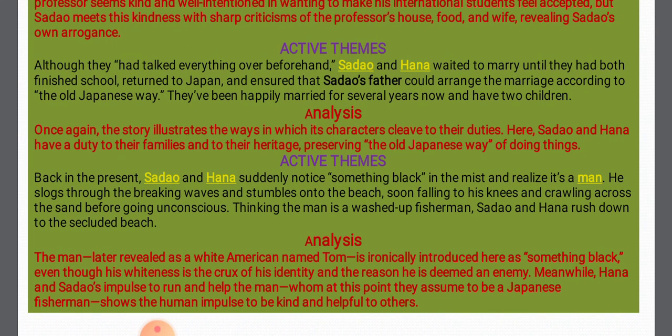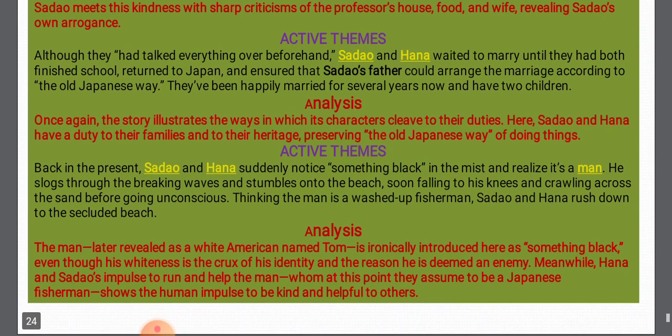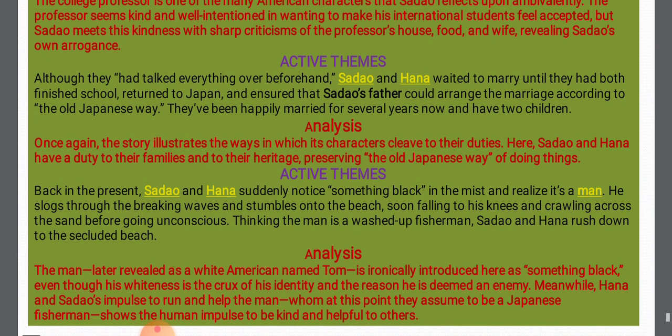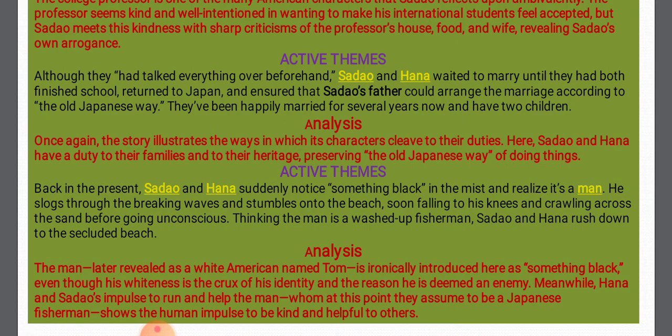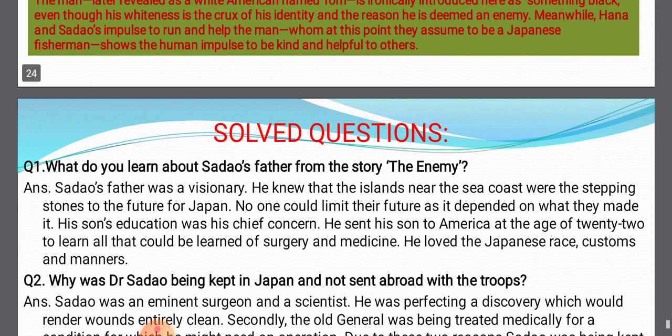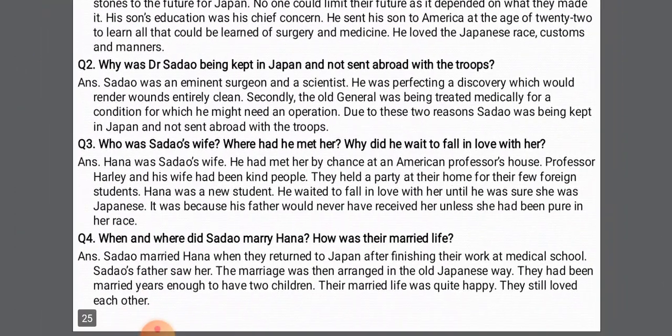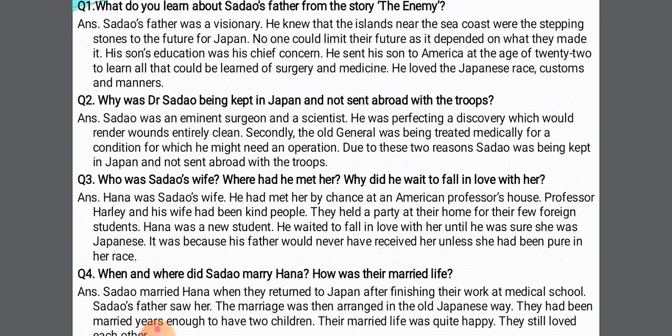At first they also thought about leaving him in the sea, throwing him in the sea, but as I told you, their professional ethics, their conscience, came in the way, and finally they decided to help that American. Now, some solved questions are there. I'd like to request you to note down these questions in your copy. I will give 5 more questions as an assignment in the assignment section. So complete those and send the assignments back to me as soon as possible.